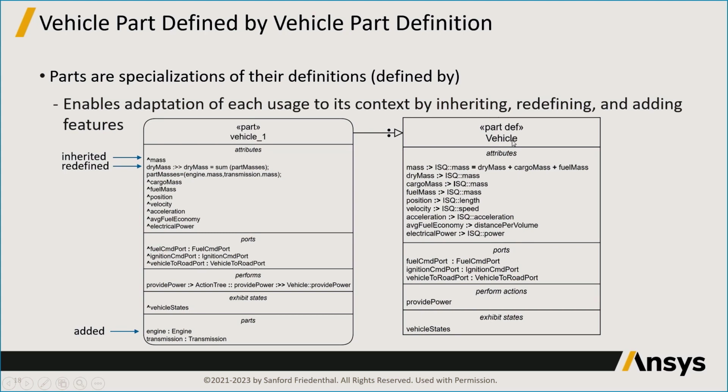So what you see here on the left is a usage called vehicle 1 of the part def vehicle that inherited its features, overrode some of those features to make them more specialized, and added additional features. In so doing, it allows you to adapt each usage to the context of its use through this process of inheriting, redefining, and adding features.